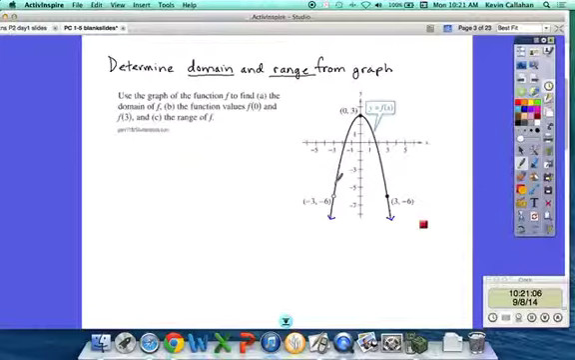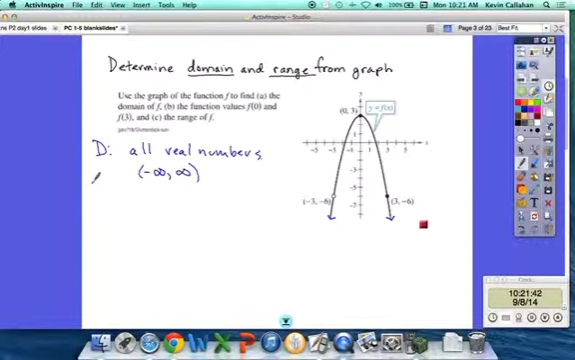The domain, the x values, because this is going forever to the left and forever to the right, is all real numbers, right? They don't actually give us the function. All real numbers. This is the domain. Now, in the book, the way they'd probably write that is with interval notation: negative infinity, comma, positive infinity. It means it goes all the way on the left to negative infinity, all the way on the right to positive infinity.